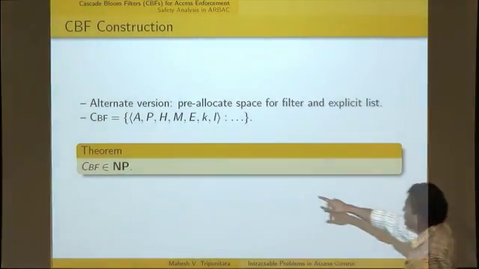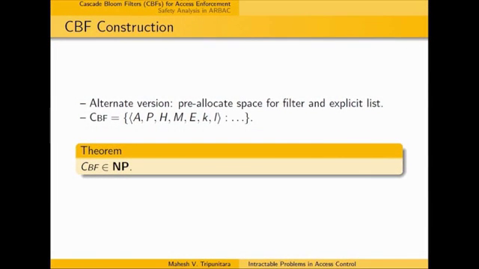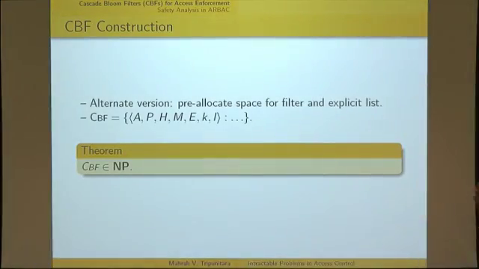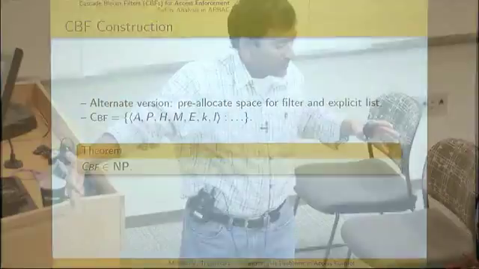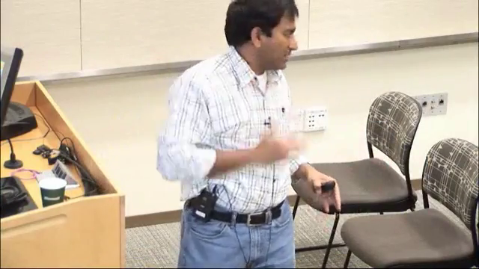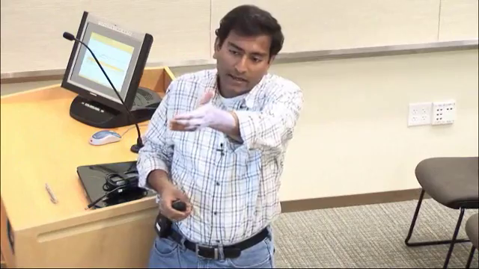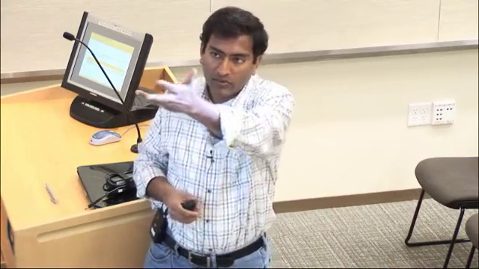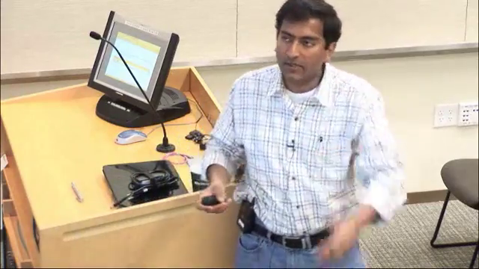Okay, so if I change those slightly to uppercase, meaning that I pre-allocate the space for the bits, and I pre-allocate the space for the explicit list, then it's in NP. Then I get an upper bound that I like more. Given that I get this upper bound, I might as well deal with this version of the problem than the other one, because this is as practical as the other one, is the claim.